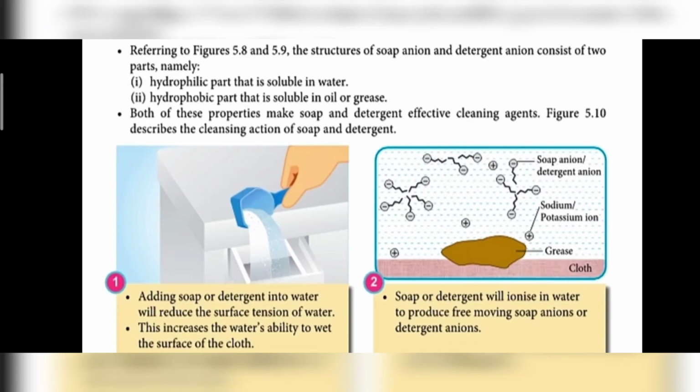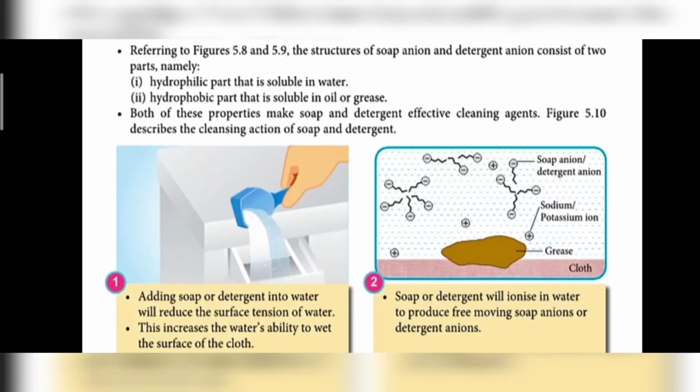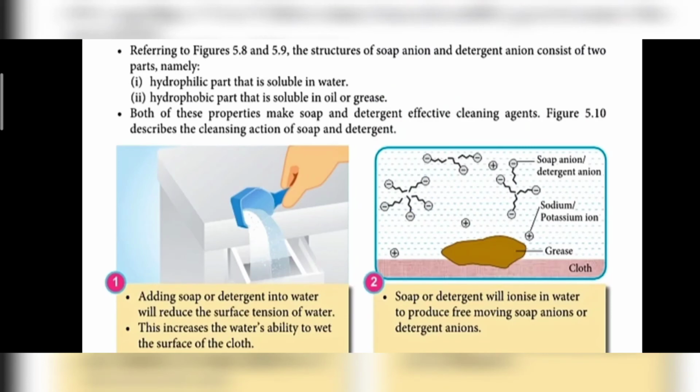Number 2, soap or detergent will ionize in water to produce free moving soap anion or detergent anion. Betul kan? Di sini kita sudah mention tadi, soap atau detergent dia akan dissociate di water, ataupun ionize in water to form soap anion and detergent anion. So kita tahu bahawa soap anion ataupun detergent anion itu dia terbahagi kepada two parts kan? Two parts.